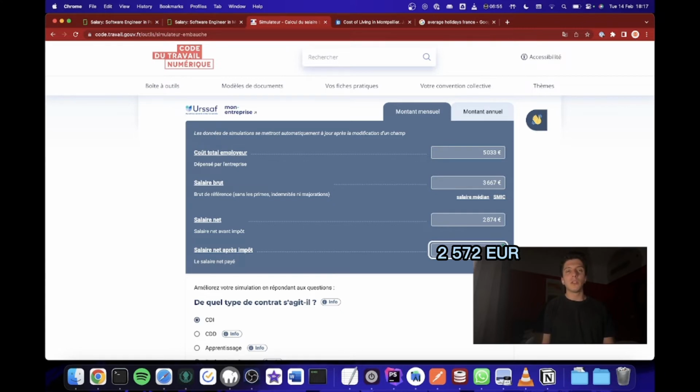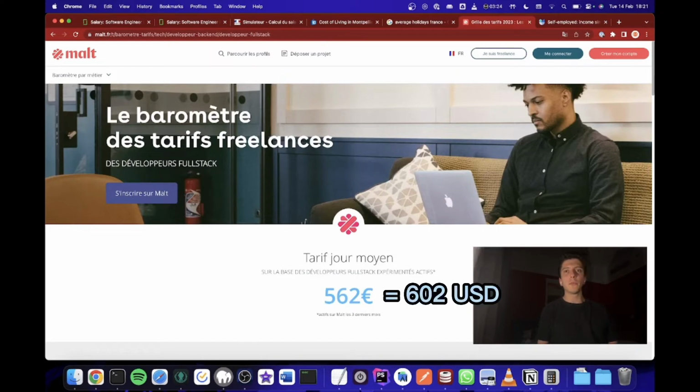So it's still okay, you can save some money depending on the lifestyle you have there, but you will not be able to save that much money. So now let's see how much money you make if you work as a freelance. On average, the salary for a freelance on this famous platform in France, malt.fr, was about 562 euro per day.